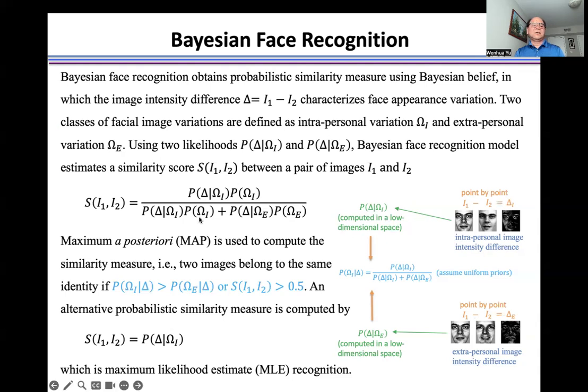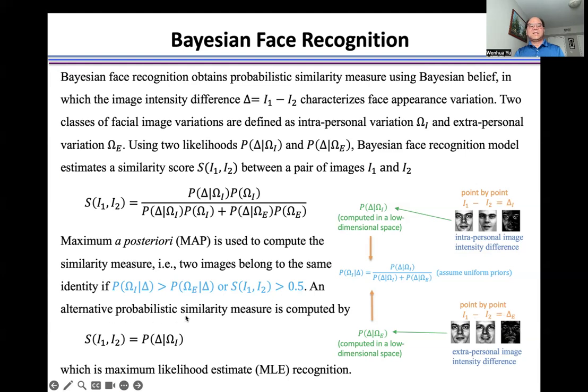Maximum a posteriori is used to compute the similarity measure, namely two images belong to the same identity if the probability of omega I is larger than the probability of omega E, or the similarity score is larger than 0.5.